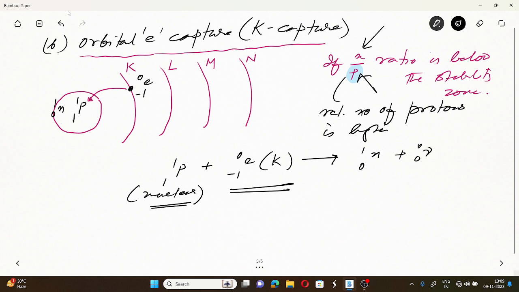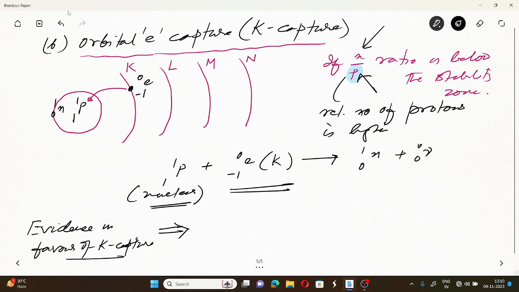Okay, now what is the evidence? In the exam they ask you for an evidence in favor of K capture. So give an evidence in favor of K capture.